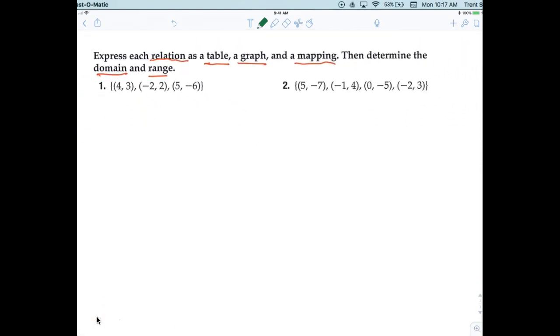It says, express the relation as a table. Look how simple the table is. You should already know how to do this. You just make it just like in 6th grade when you first did it at the end of the year. We did X and Y. The X's go on the left, so you would put 4, -2, 5. And then the Y that corresponds with the X. Does everybody agree? How easy is that? Very simple.